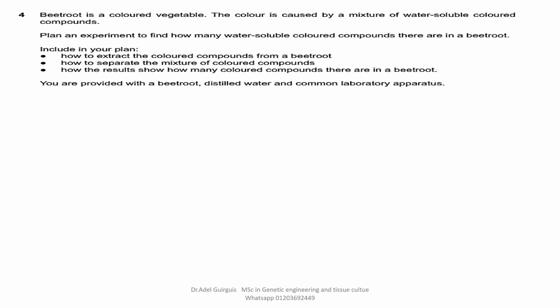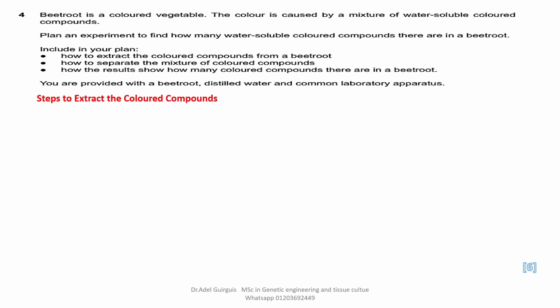Now for the last question about beetroot. Number 4, beetroot is a colored vegetable. The color is caused by a mixture of water-soluble colored compounds. Plan an experiment to find how many water-soluble colored compounds there are in beetroot. Include in your plan how to extract the colored compounds from beetroot. We have to answer these 3 bullets: how to separate the mixture of colored compounds, and how the results show how many colored compounds there are in beetroot. You are provided with beetroot, 1 piece for example, distilled water, and common laboratory apparatus. Look now, with 6 marks.